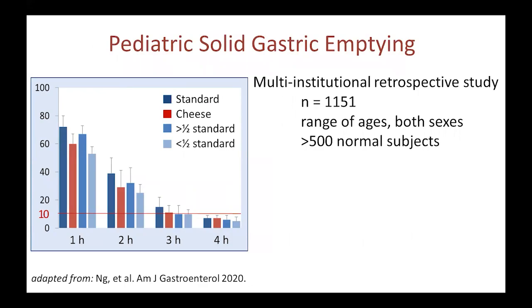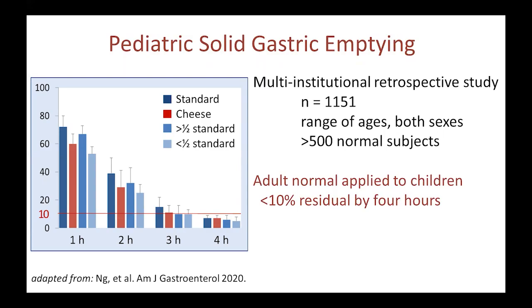More recently, a multi-institutional group performed a retrospective study looking at over 1,100 gastric emptying studies that had been performed in children. These included studies performed across a range of ages, including both sexes, and retrospective analysis assessed that over 500 were normal subjects. This group then looked at the standard meal, a cheese alternative meal, and also looked at patients who had the standard meal that they were unable to complete, and divided these patients into two groups: those who ate more than half the standard meal and those who were not even able to eat half the standard meal.